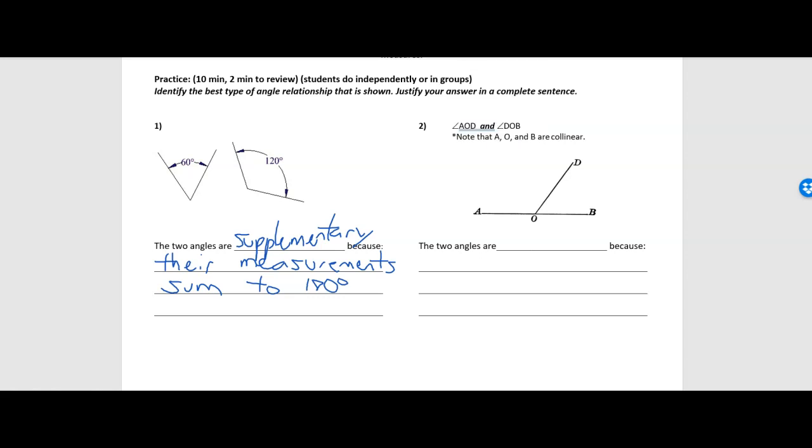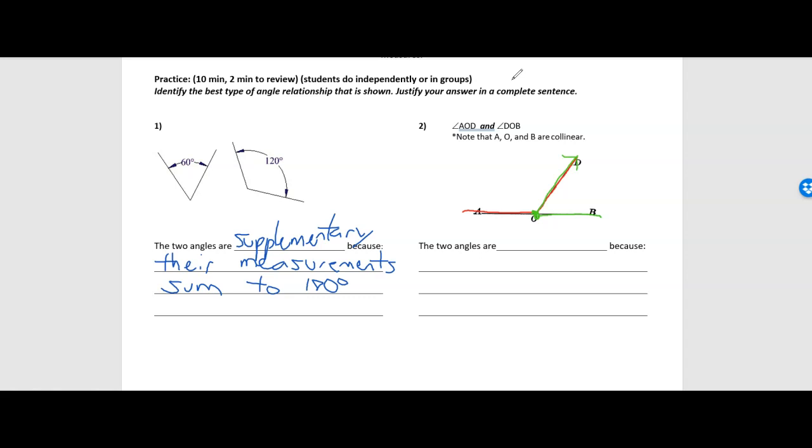On to number 2. So we have angles AOD and angle DOB. So we are looking at AOD, which we have right here, and DOB, which we have right here. So these angles are connected, and we need to figure out the way that they're connected, right? They share this common vertex at O, and they share this side OD, the side right here.